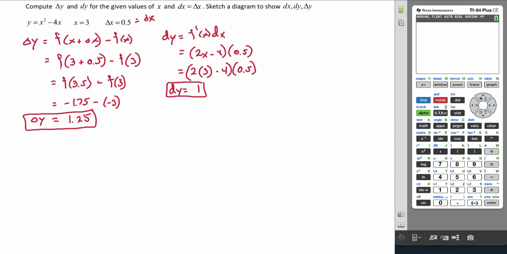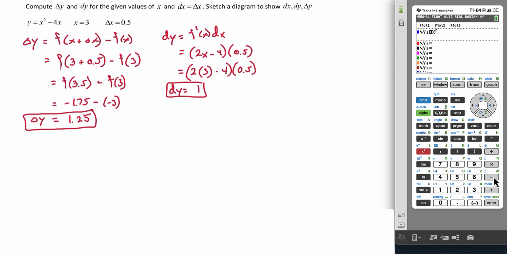Now we want to sketch a graph to show dx, dy, and delta y. Up next, we'll plug this into the calculator. Go to y equals and type in x squared minus 4x and graph it. So we get this parabola. If we want to, we can zoom in a little bit. I'm going to use zoom box, zoom number 1.